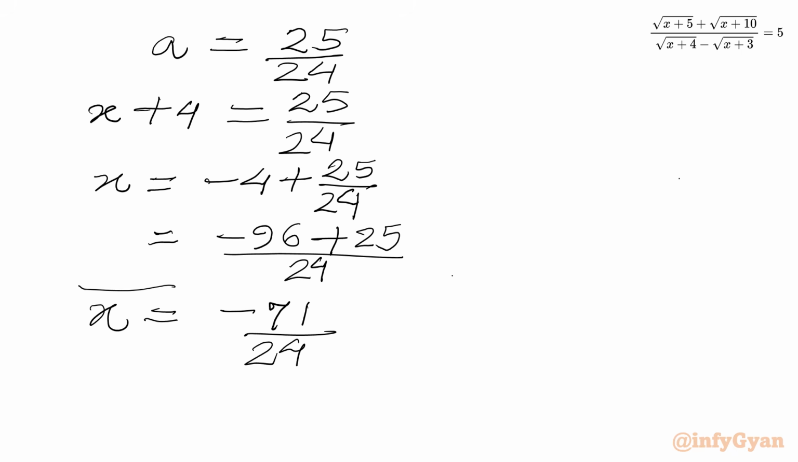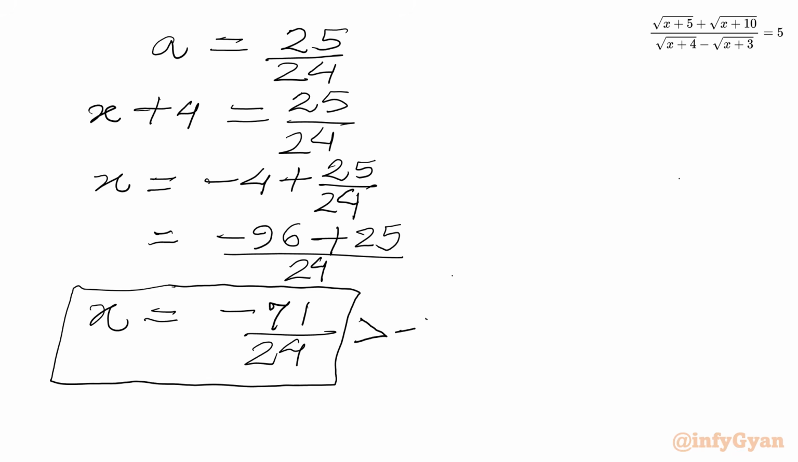Now we have one condition on x. X should be greater than or equal to minus 3. So yes, minus 71 over 24 is greater than minus 3. So our only real solution which will satisfy our equation is minus 71 over 24.